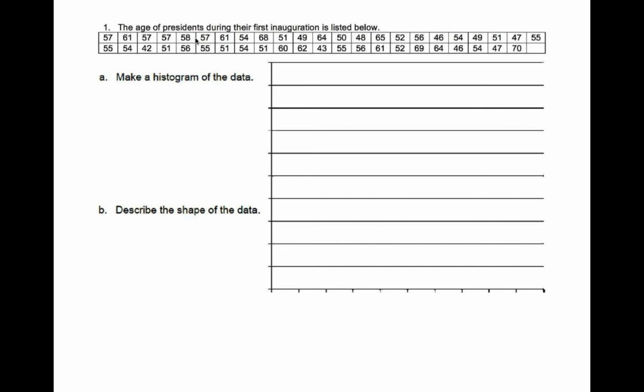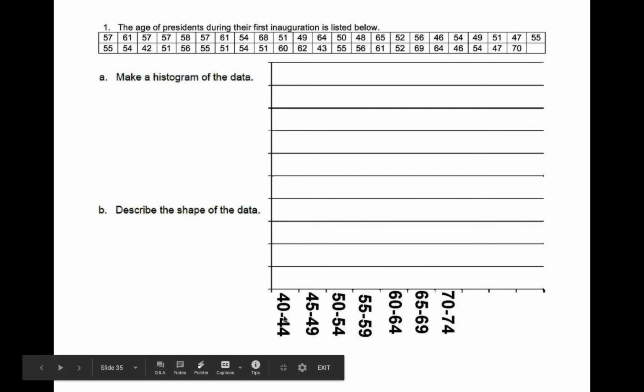It says the age of presidents during their first inauguration is listed below. We're supposed to make a histogram of the data. This is starting off with the first president, George Washington, and this ends with Trump. So we're going to number our number line down here and start.